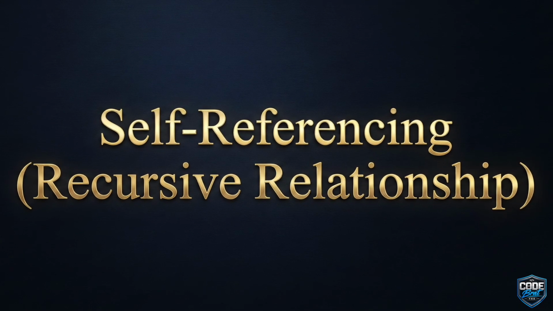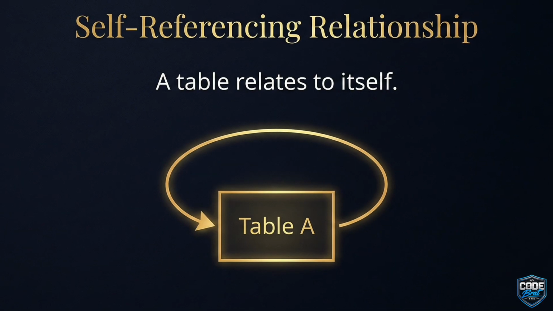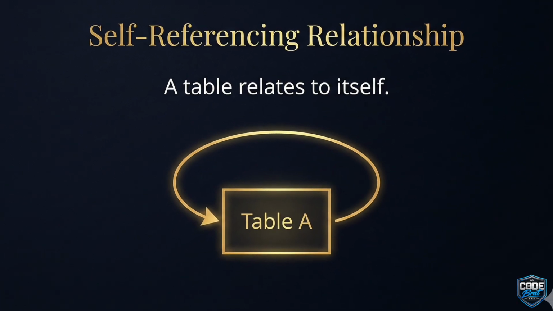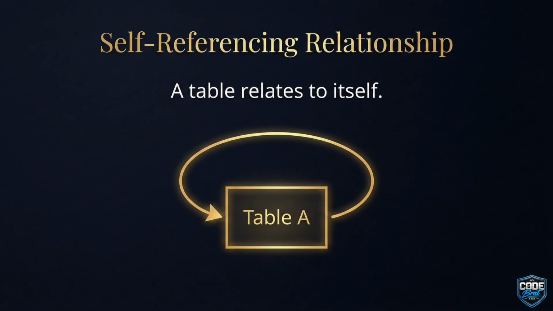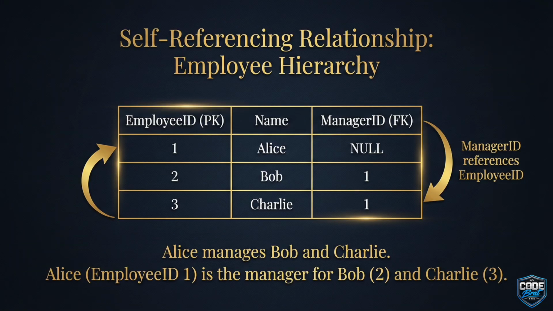And the last type of relationship is self-referencing or recursive relationship, which means a table relates to itself, or a table references itself. Let's take an example of the employee table again. Here we have employee ID, name and manager ID. Manager ID of this table is referencing the employee ID column of the same table. As you can see, Alice is the manager of Bob as well as Charlie. So this relationship is used for hierarchies like managers, categories, folders, etc.